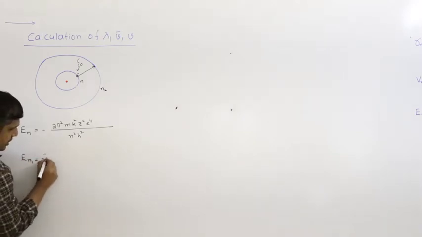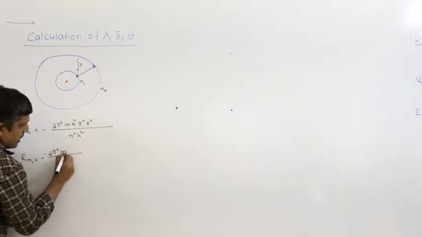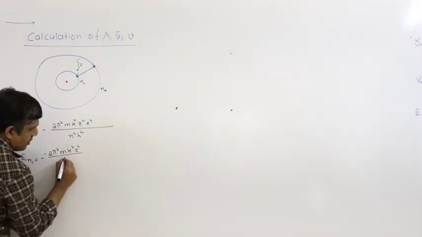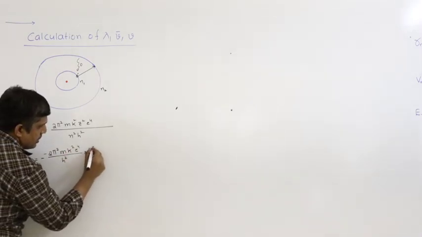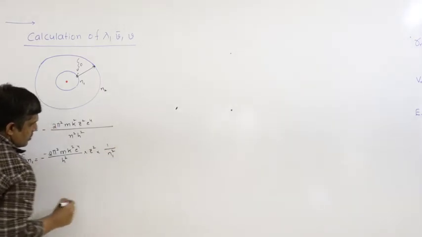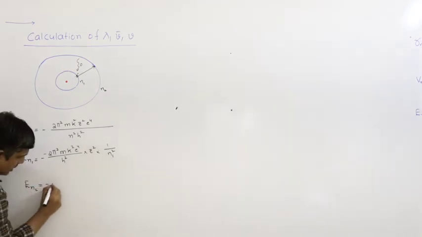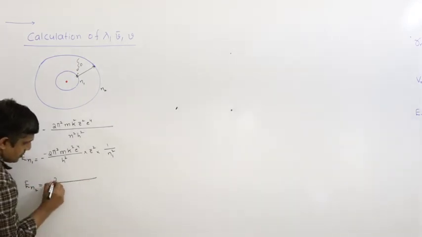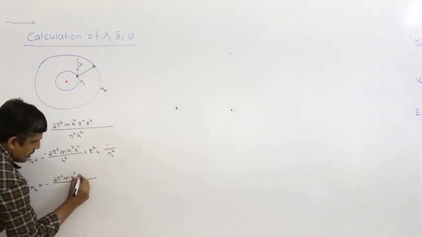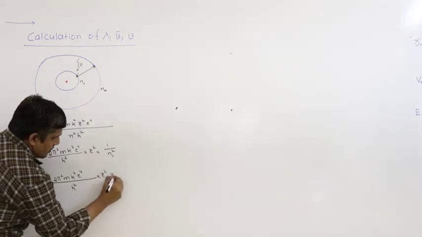So you will get a negative sign here: 2π²mk²e⁴/h² × Z² × 1/n1². Similarly, the energy of an electron in the n2 orbit, let us assume n2, is 2π²mk²e⁴/h² × Z² × 1/n2².